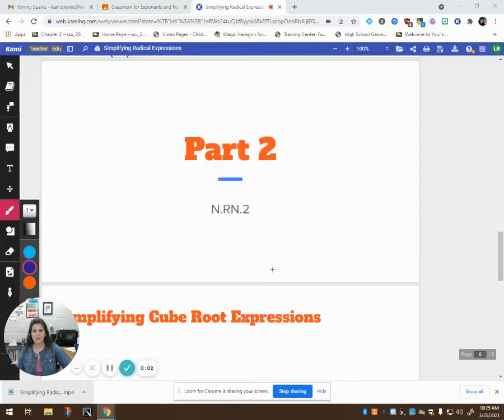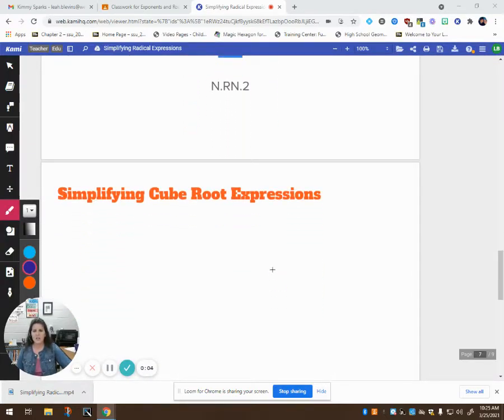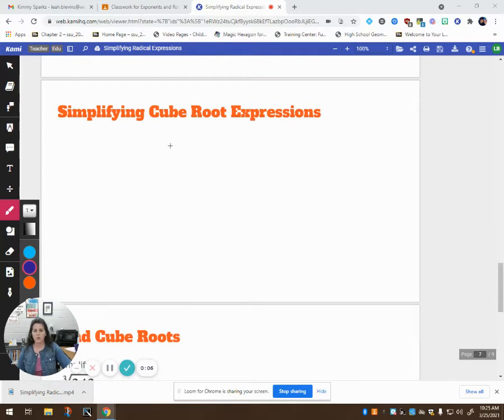We're going to look at part 2 of simplifying radical expressions. First, let's talk about what a cube root is. When we were talking about a square root, we were looking for a number that multiplied by itself twice gave me that. So the square root of 25 was 5, because we know that 5 squared is 25. The square root and the square are like opposites of each other. They cancel each other out, and so we're left with 5.